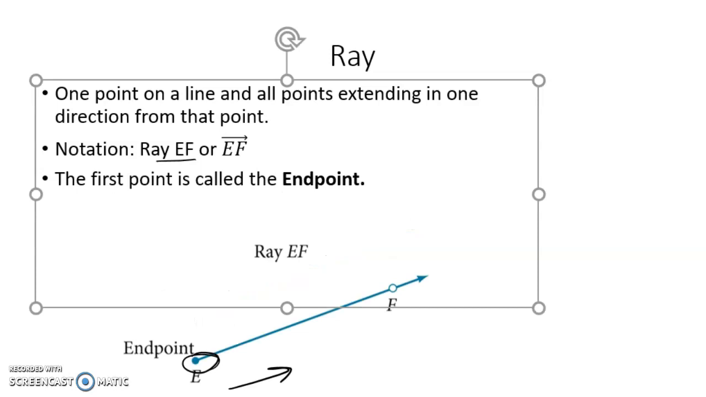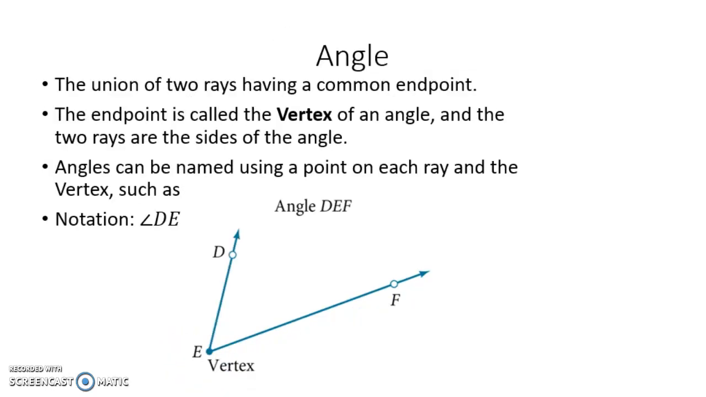Now the first point, that is called the endpoint. So this E right here, that is your endpoint. Now an angle, you take two of those rays and you put them together with a common endpoint. That endpoint is called the vertex of the angle. And once you do that, that's when you form an angle.